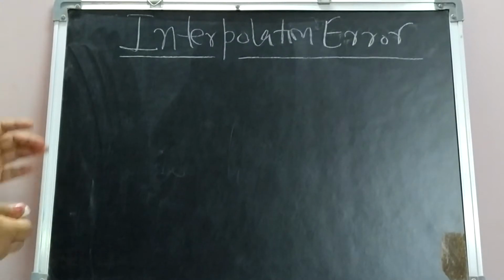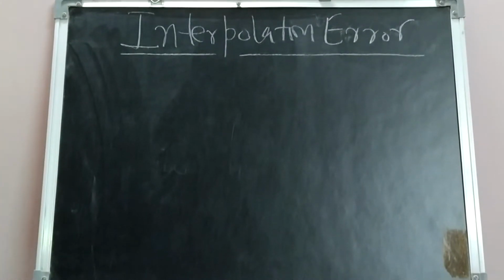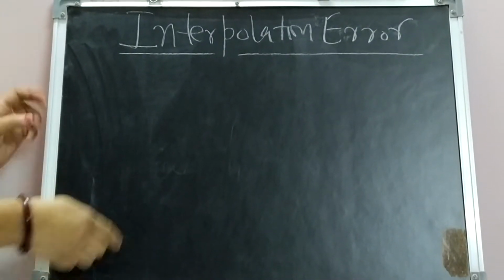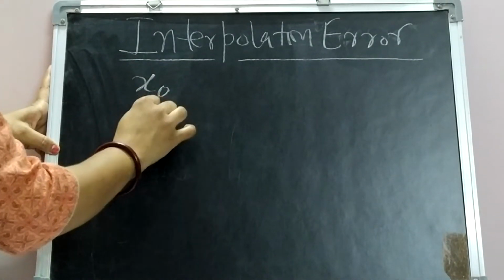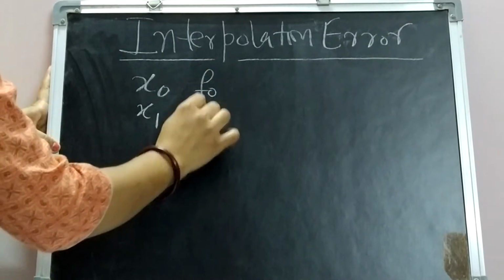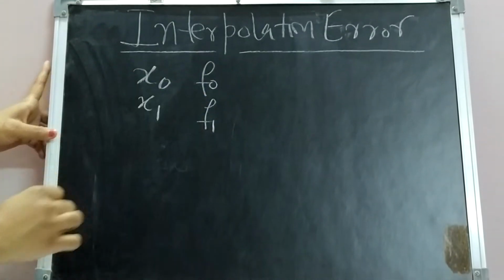Namaskar students. In this lecture we will discuss interpolation error. To find the interpolation error, we start with the case when we have two data points. Suppose the data points are x0, x1 and the corresponding functional values are f0 and f1.